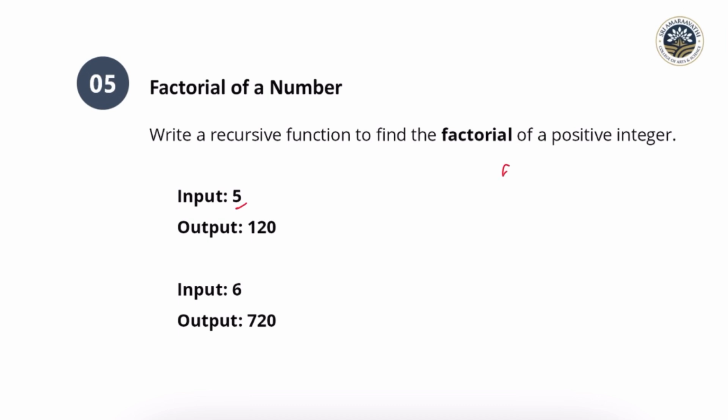you just need to print 5 into 4 into 3 into 2 into 1, which is nothing but 5 4s are 20, 20 into 3 is 60, 60 into 2 is 120. This is the output. And if the n value is 6, you just have 6 here. So 120 into 6 is 720. So okay, this is what the factorial of a number is.